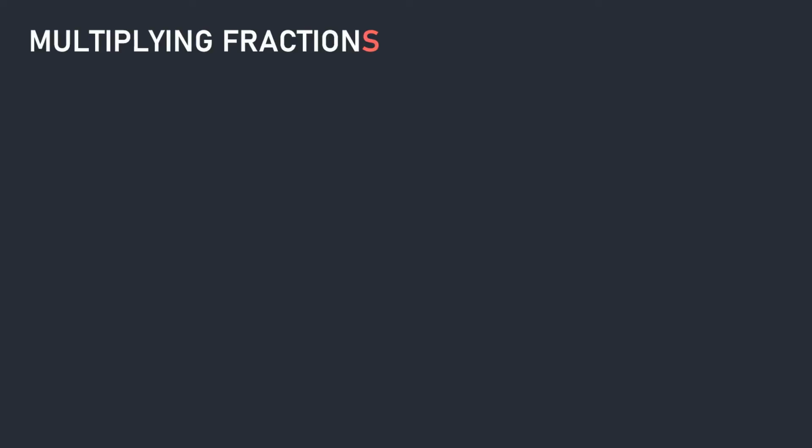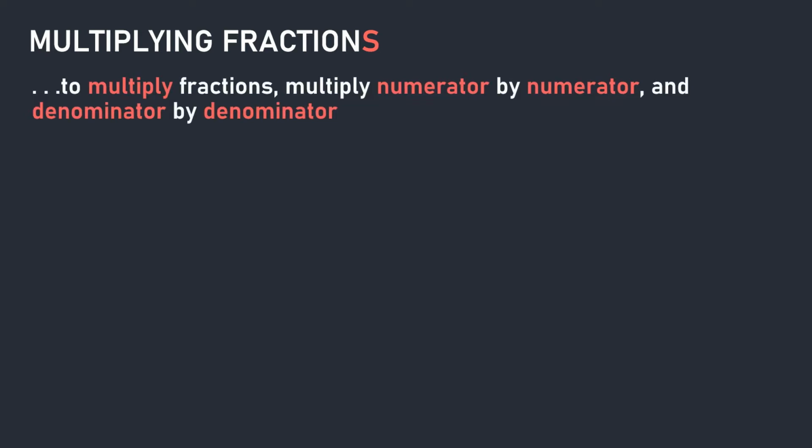To multiply a fraction, we simply multiply the numerator by the numerator and the denominator by the denominator. So let's go with a really simple example. We're going to multiply 1/4 by 1/3. Following our formula, we multiply 1 by 1 to get 1, and 4 by 3 to get 12. And so the answer is simply 1/12.